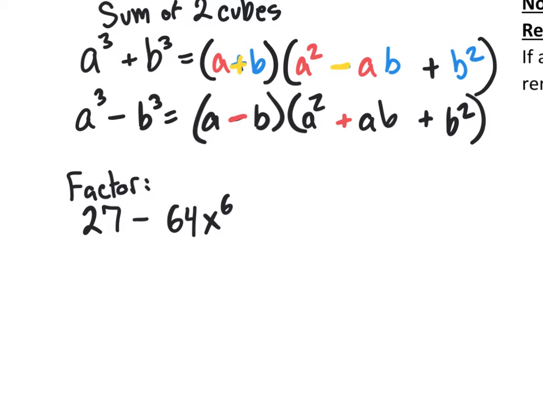So we have 27 minus 64x to the sixth. You should see the 27 and recall that that is a cube term. You should see 64 and you should recall that it's a cube term. And you should think, well, could I change x to the sixth to look like something cubed?